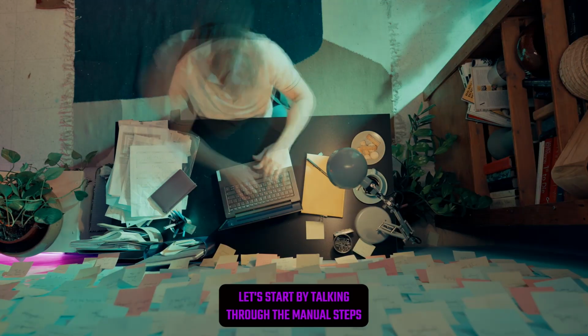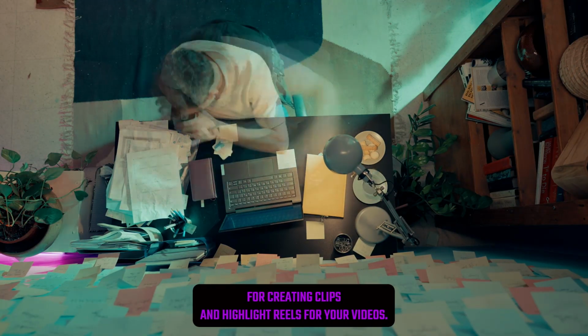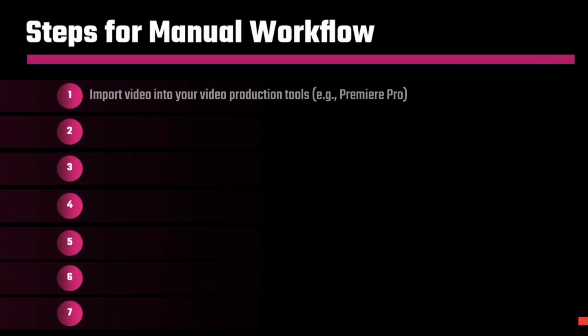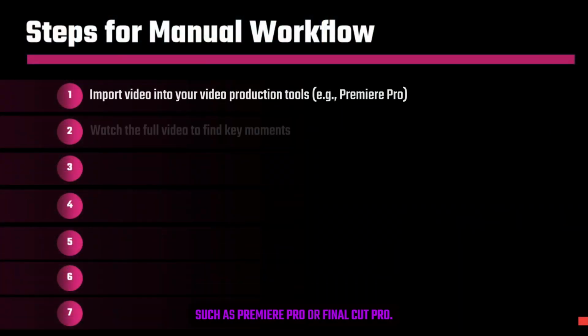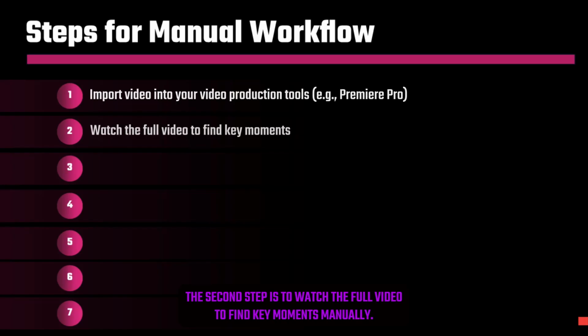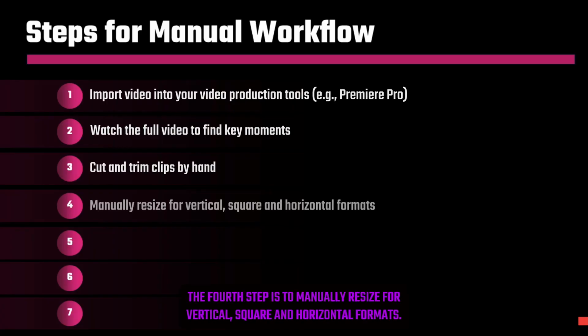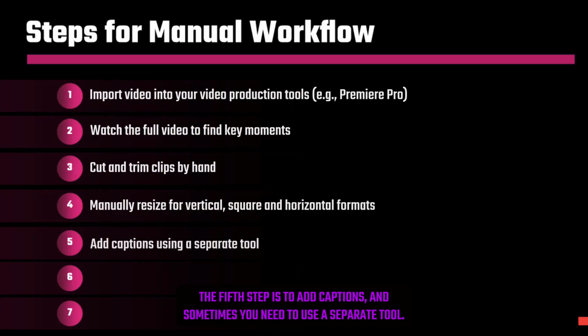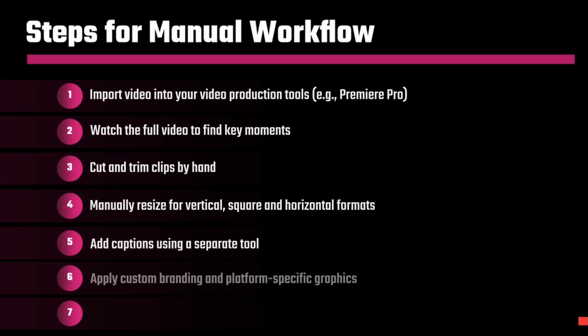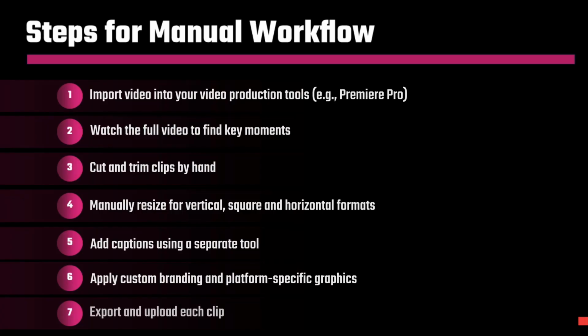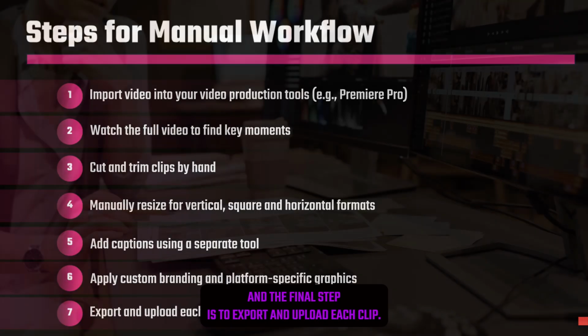Let's start by talking through the manual steps for creating clips and highlight reels for your videos. The first step is importing the video into your video production tool, such as Premiere Pro or Final Cut Pro. The second step is to watch the full video to find key moments manually. The third step is to then cut and trim clips by hand. The fourth step is to manually resize for vertical, square, and horizontal formats. The fifth step is to add captions, and sometimes you need to use a separate tool. The sixth step is to apply custom branding and platform-specific graphics. And the final step is to export and upload each clip.